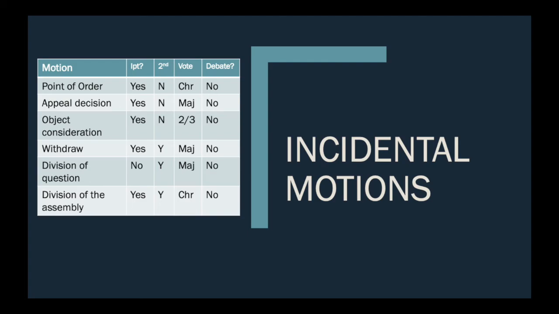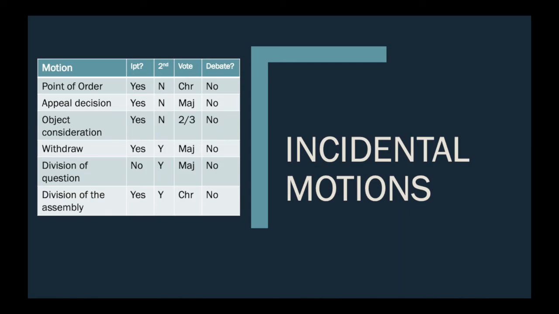A point of order is kind of like an objection. If you think that there's something happening that is out of order, if you think that the rules aren't being followed, for example, if the chair states a new motion that's been made, and the motion requires a second, as we talked about, main motions and most other motions require a second, and it doesn't receive a second, and the chair proceeds to state the motion, you could then make a point of order and say, point of order, the motion still needs a second, right?